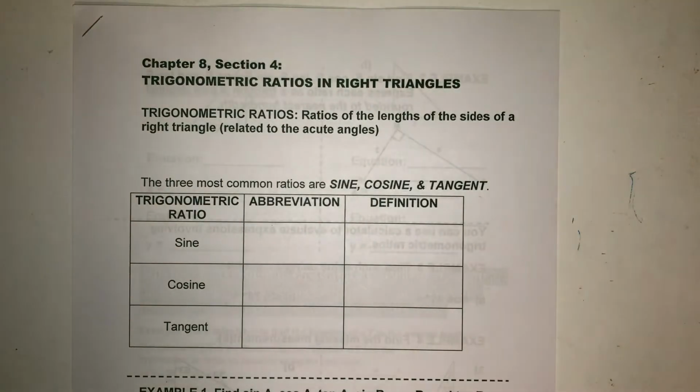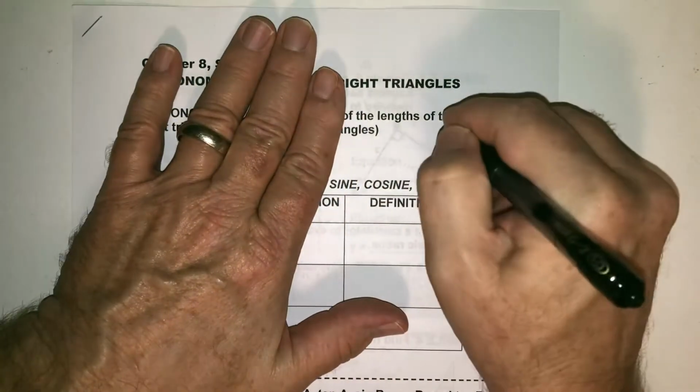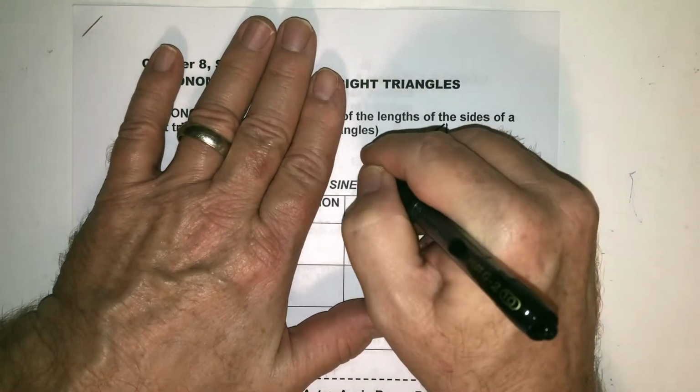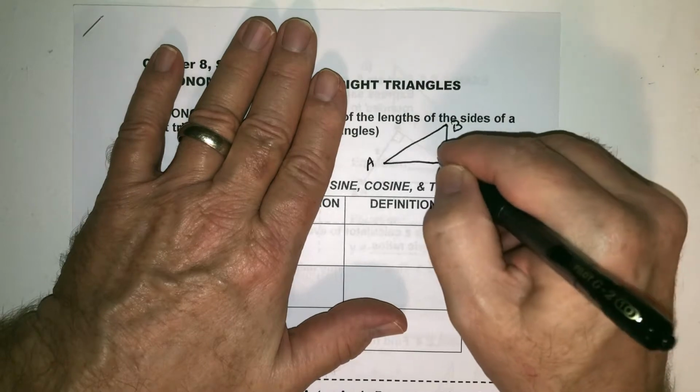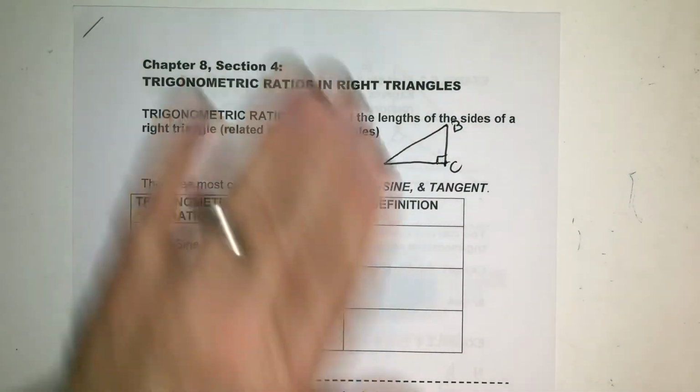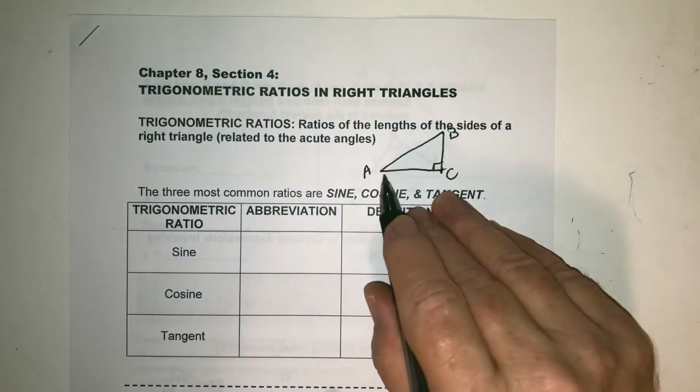Hello, ladies and gentlemen. Today we're going to look at the three basic trigonometric ratios, the sine, cosine, and the tangent. These are all ratios of side lengths of a right triangle. Let's say we have a right triangle, and let's call that right triangle ABC, with C being the right angle. Opposite each angle is a side.